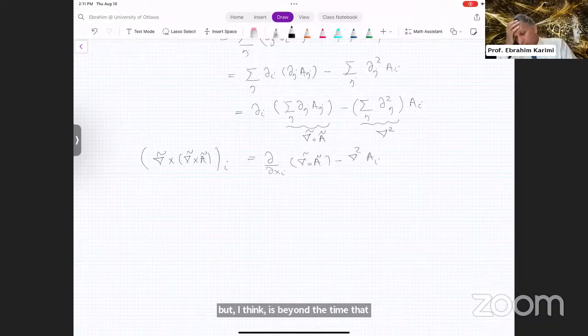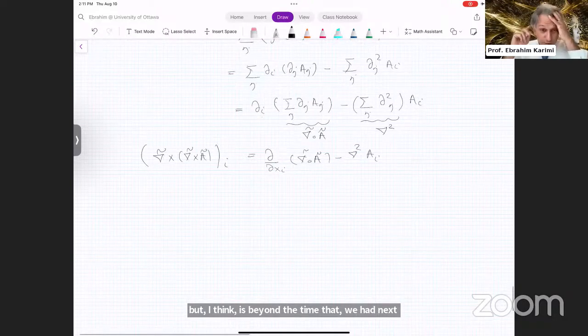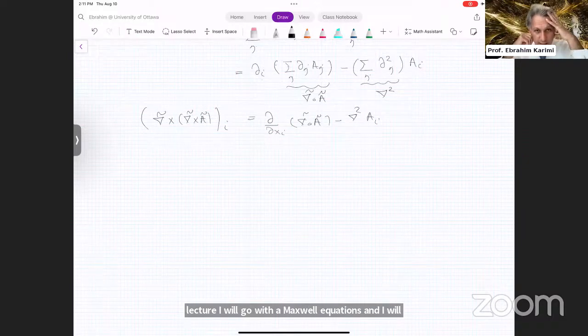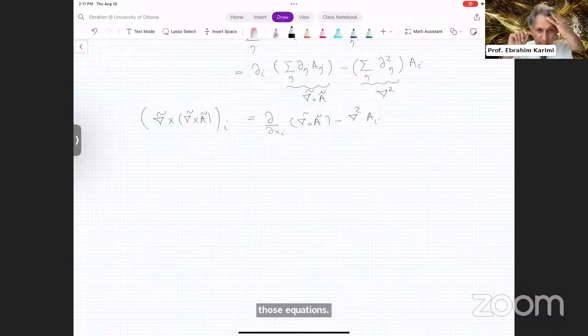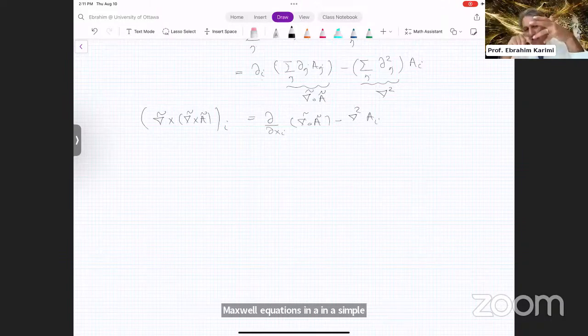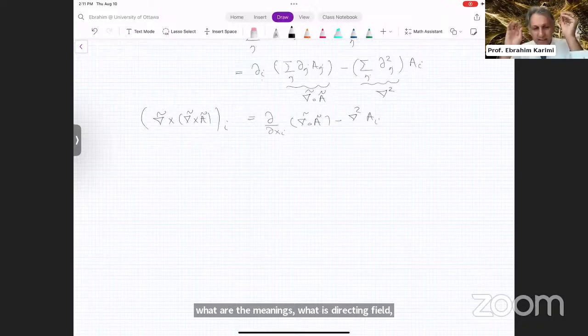Next lecture, I will go through Maxwell equations, and I will derive the wave equation and some of the meanings of those equations. So I will encourage you to get ready for the next lecture. I will encourage you to just look at the Maxwell equations in a simple way, understanding what the meanings are: what is the electric field, magnetic field, the charge density, the current densities, epsilon naught, mu naught, and the time derivative. Just having an idea about that.